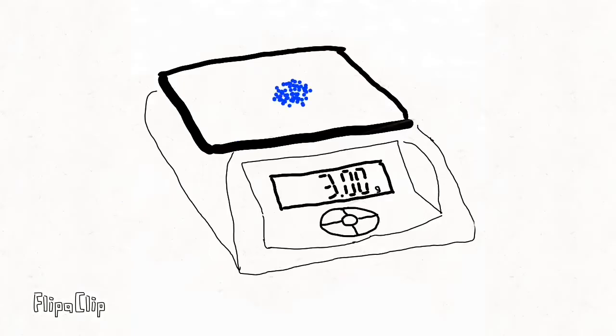So with 6.02 times 10 to the 23rd atoms, you can start seeing how many atoms you have. And then you can start weighing how many atoms you have in grams on a balance.